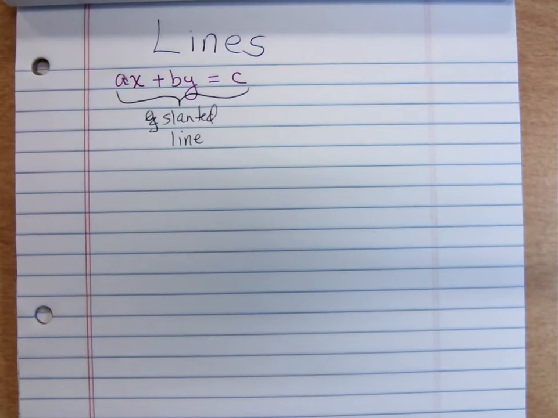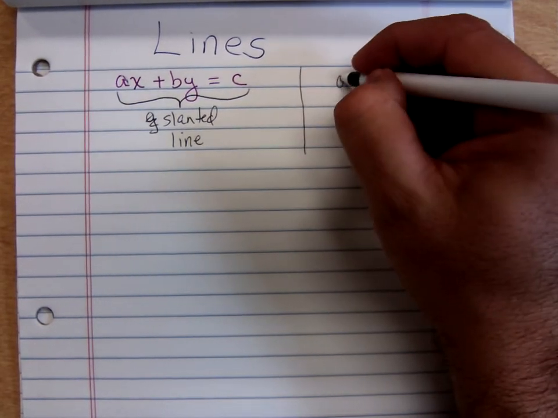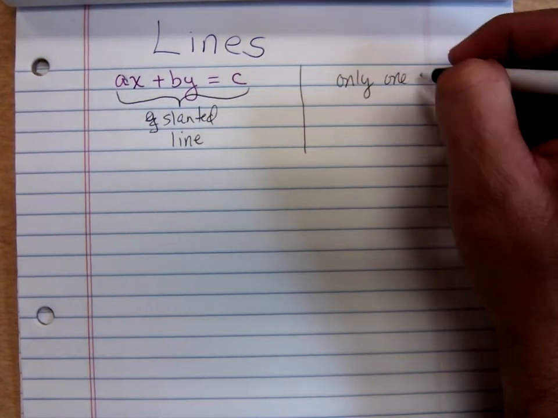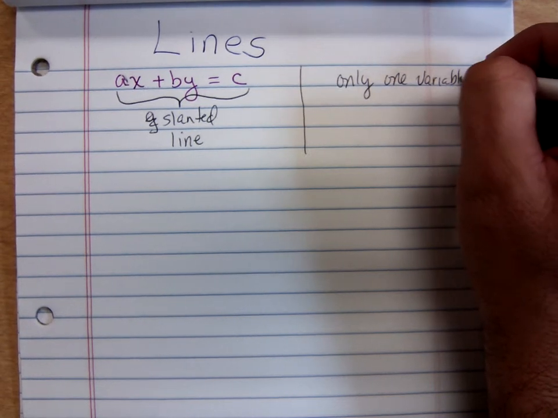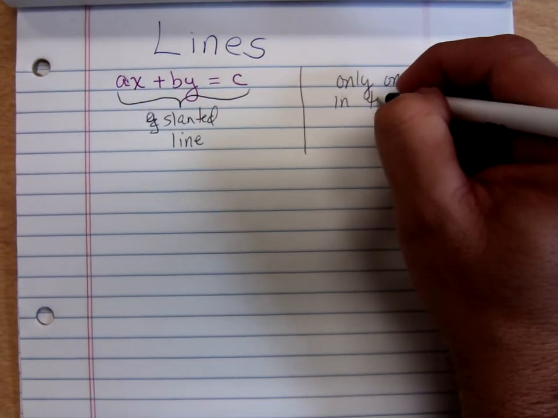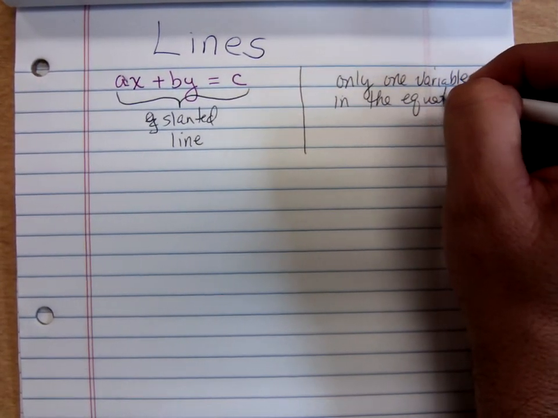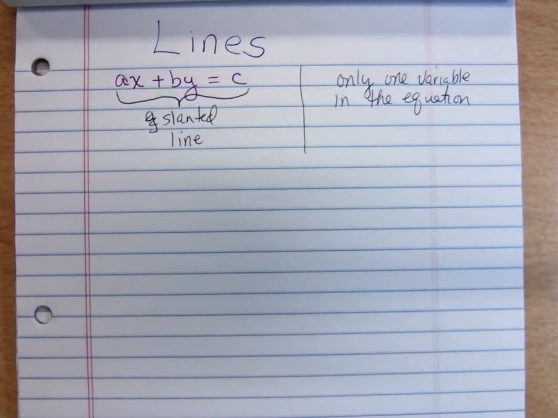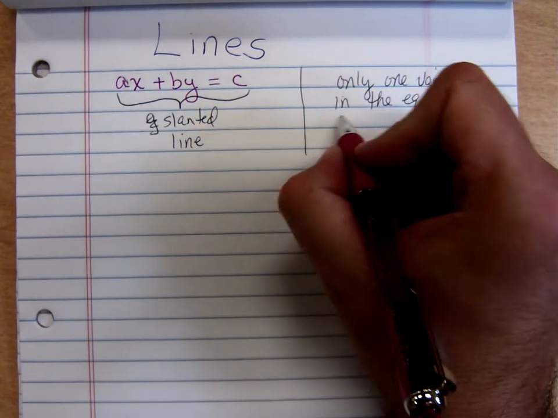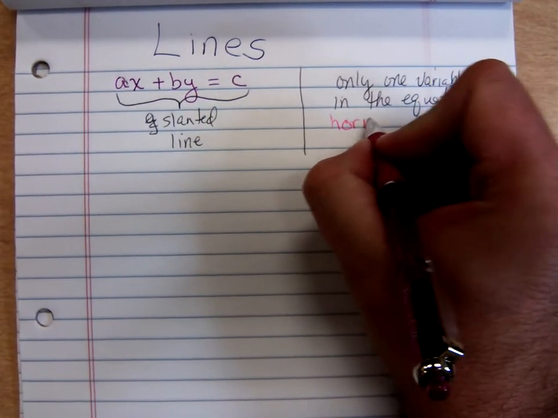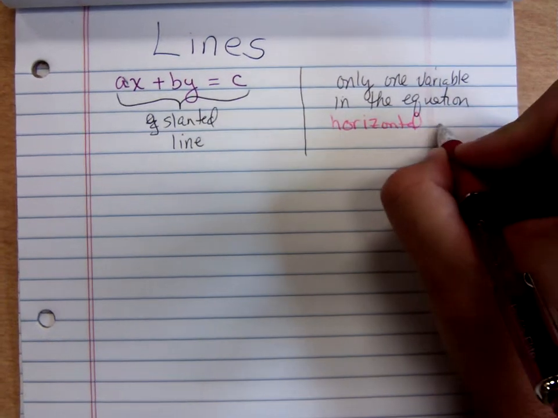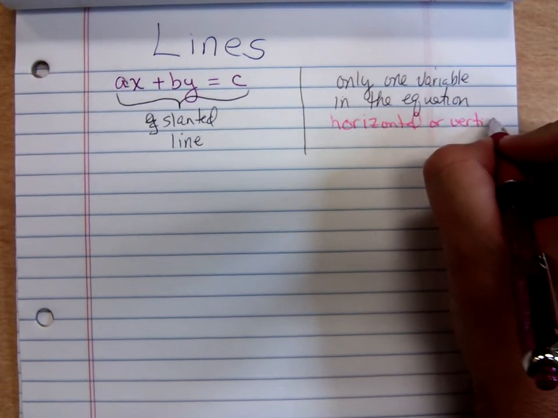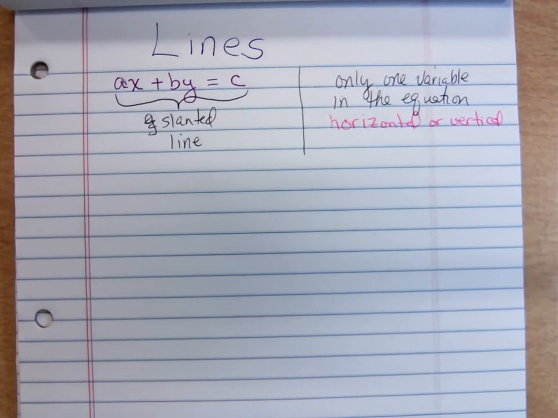If there's only one variable in the equation, either an x or a y, the line is not slanted. By not slanted, that means it's either horizontal or vertical. That's what I mean by not slanted. It's either a horizontal line or a vertical line. And the ones we did the last time had x's and y's in them, and so they were slanted lines.